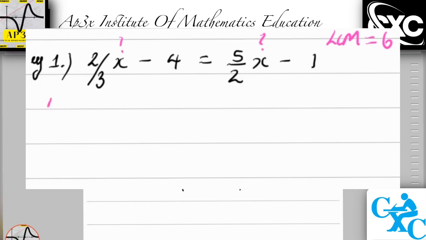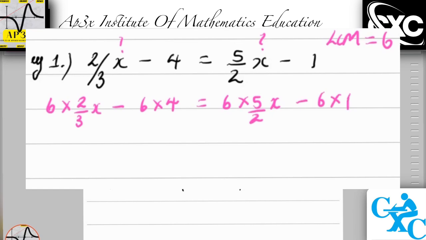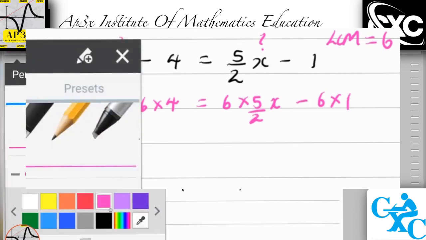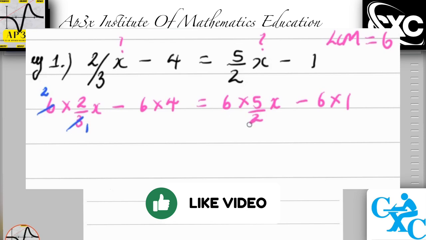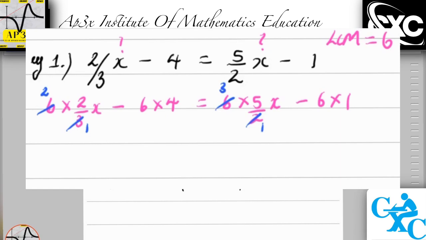Here I'm going to have 6 multiplied by 2 over 3x, take away 6 multiplied by 4, that's equal to 6 multiplied by 5 over 2x, minus 6 multiplied by 1. So the 6 is used to balance the equation. The purpose of using the 6 was to cancel the 3: 3 into itself 1 time, 3 into 6, 2. Then I'm going to cancel the 2: 2 into itself 1 time and 2 into 6, 3. That pretty much removes my denominator.